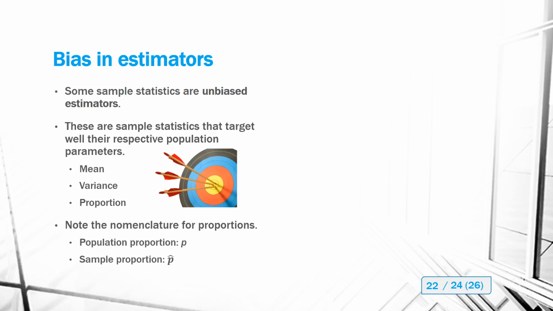C-A-R-E-T. Now, because this caret on top of the P looks like a little hat, this character is often referred to as P hat. So we're going to use P hat to represent the sample proportion, and lowercase letter p to represent the population proportion. Now, just as there are unbiased estimators, some sample statistics are very biased estimators.